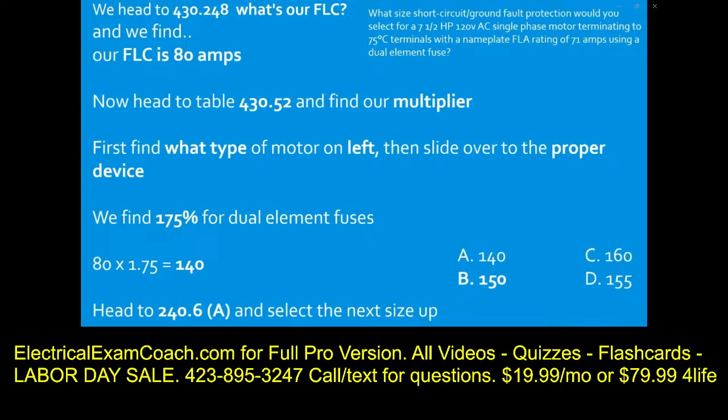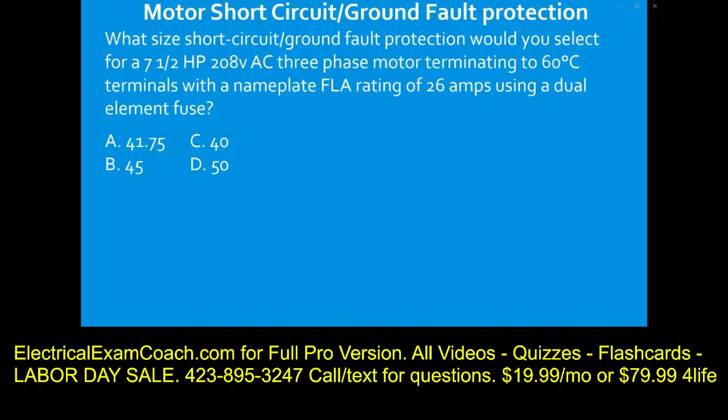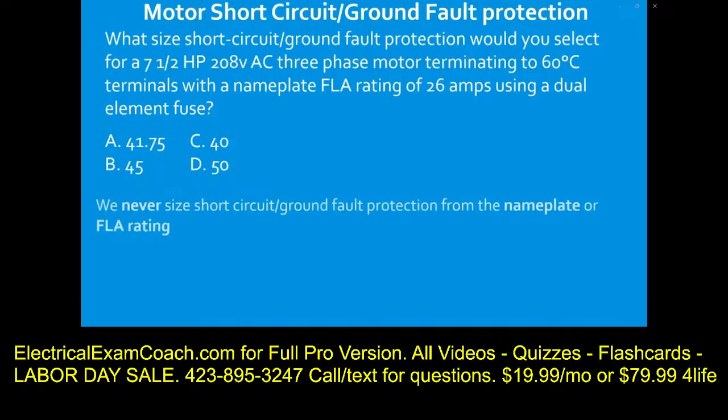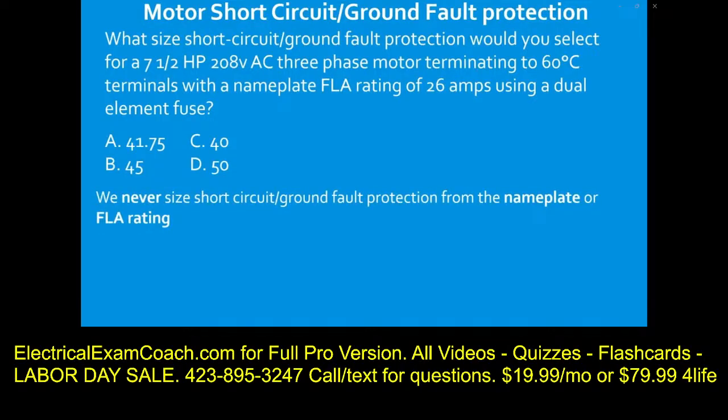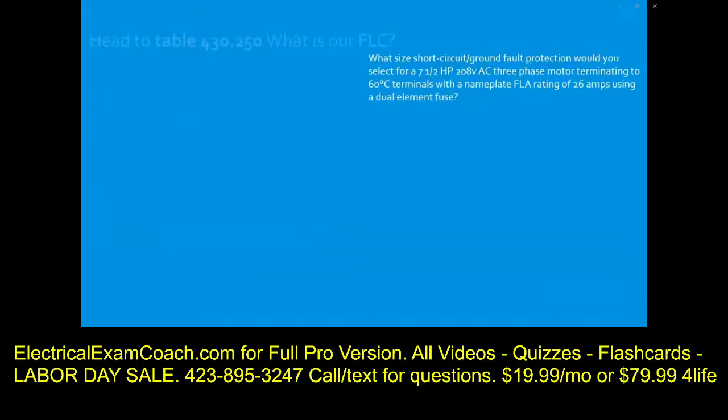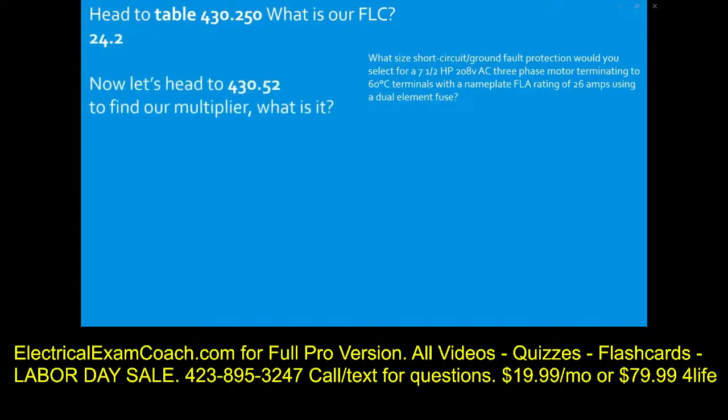What size motor short circuit ground fault protective device would you select for a 7.5 horsepower, 208 volt, three-phase motor terminating to 60 degree C terminals with a nameplate FLA rating of 26 amps using a dual element fuse? We will never size short circuit ground fault protection from the nameplate or FLA rating. First thing we do is we find our FLC. Now we head to table 430.250. What is our FLC? Starting on the left with horsepower, coming over to the voltage, we find that our FLC is 24.2 amps.